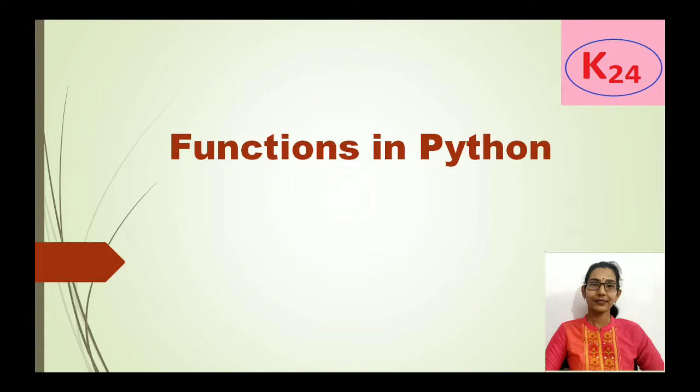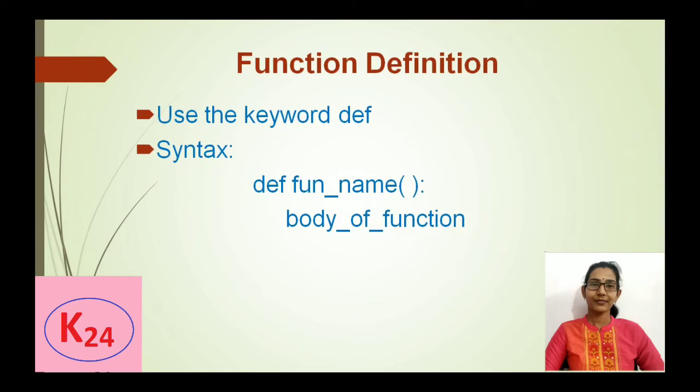This lecture is about what is a function, how it is declared, and how it is called with or without arguments. So let's start with the function definition. It is a block of code that performs a specific task. In Python, a function is defined using the def keyword, D-E-F. The syntax for function definition is the def keyword, then the function name, then parentheses, then a colon, and after that the body of the function. So this is the function definition.